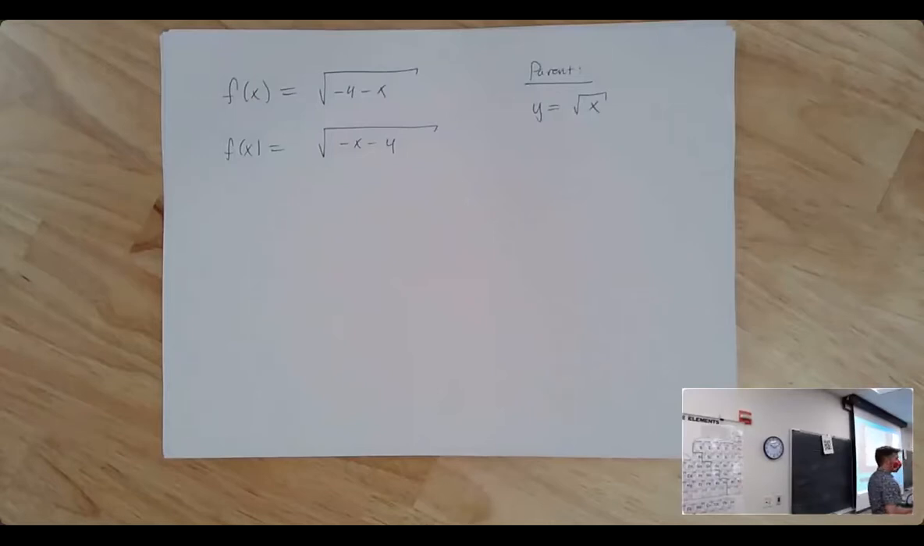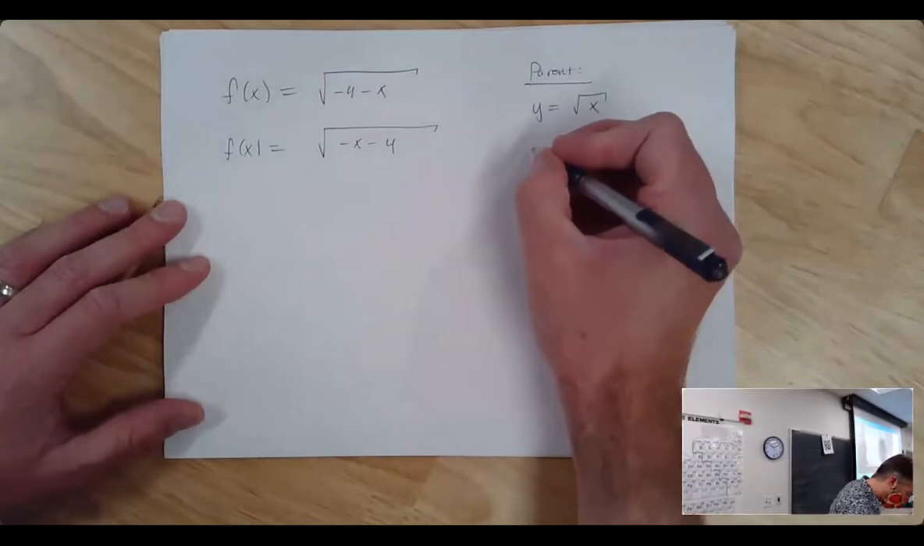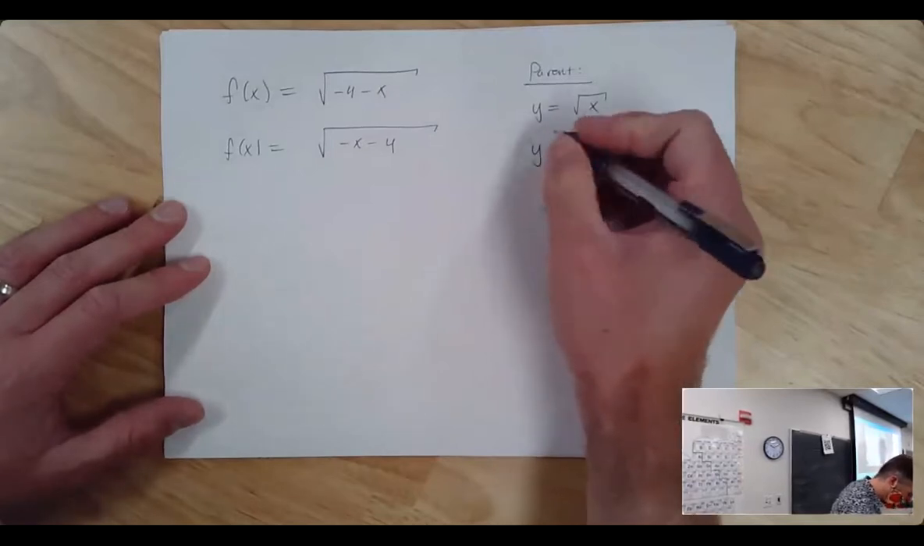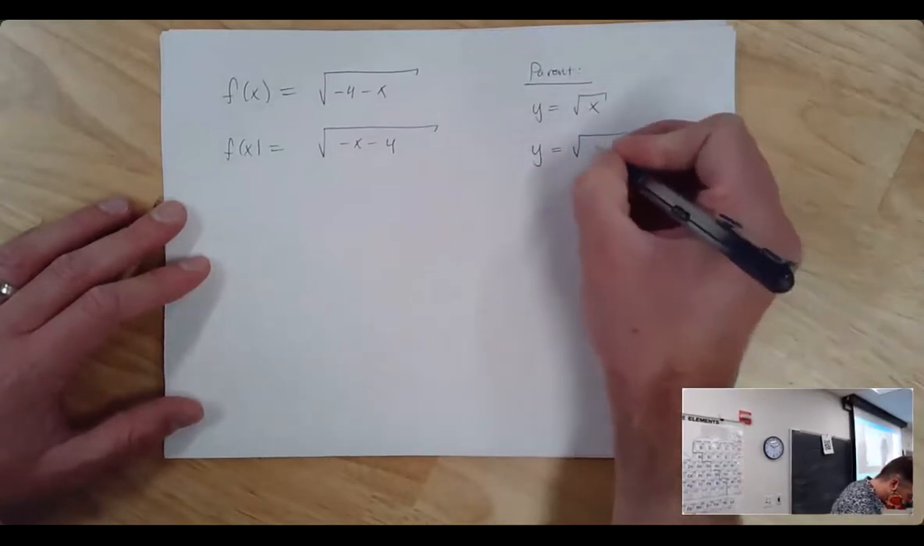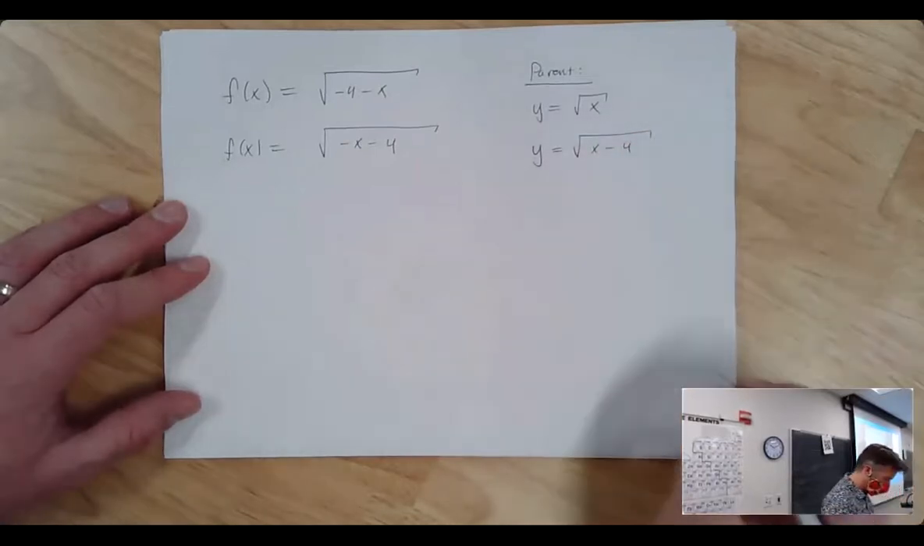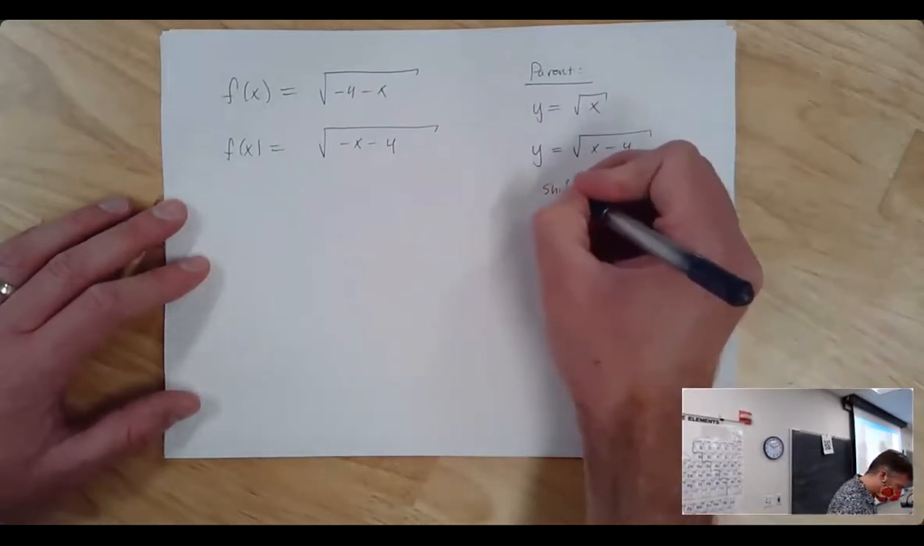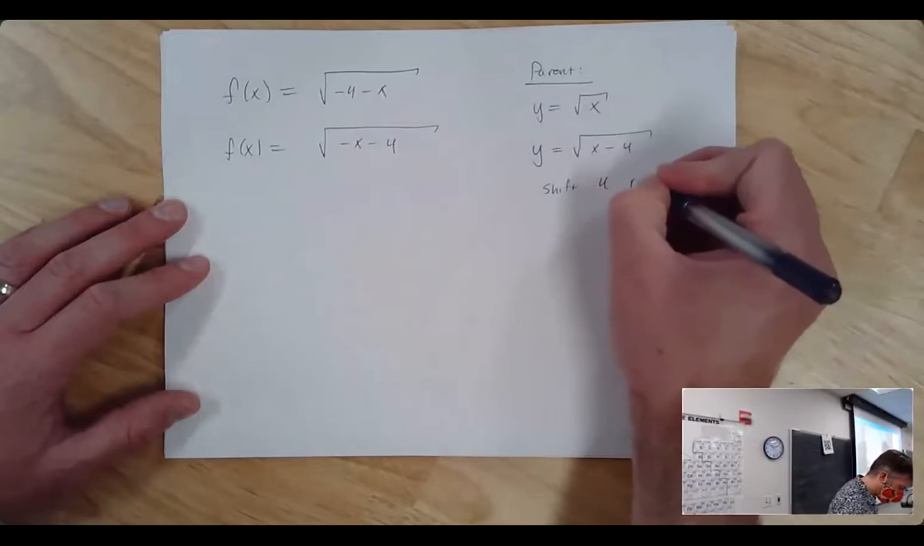The way I know they're horizontal things is because they're happening inside the function. If stuff happens inside the function, it does it horizontally. If stuff happens outside the function, it's going to affect it vertically, which we'll do one of next, just to see the difference. I'm going to look at the horizontal shift first. So y equals the square root of x minus 4 is going to shift us 4 to the right.